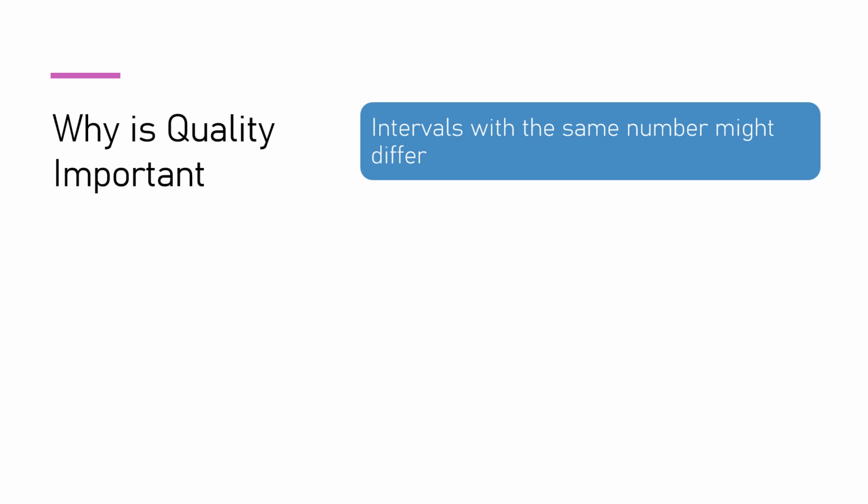So why is quality important? Why should we not be interested only in the number of the interval? Why should we be thinking about the name or the quality of the interval? Because intervals that have the same number might differ, and I will explain that in the next slide.